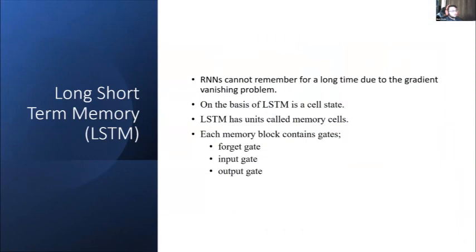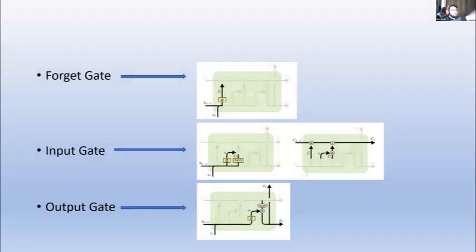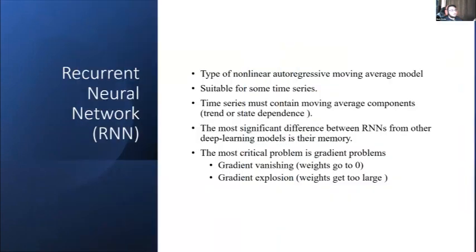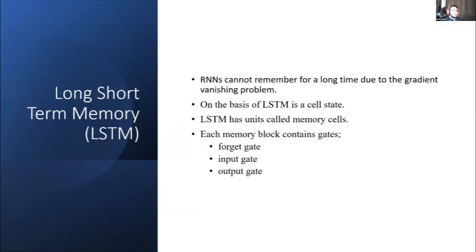I want to show what is LSTM. LSTM has a unique method that has gates, four gates, including input and output gates. It's the problem in RNN. They can't remember for a long time. There is a vanishing gradient problem. LSTM solved that problem.